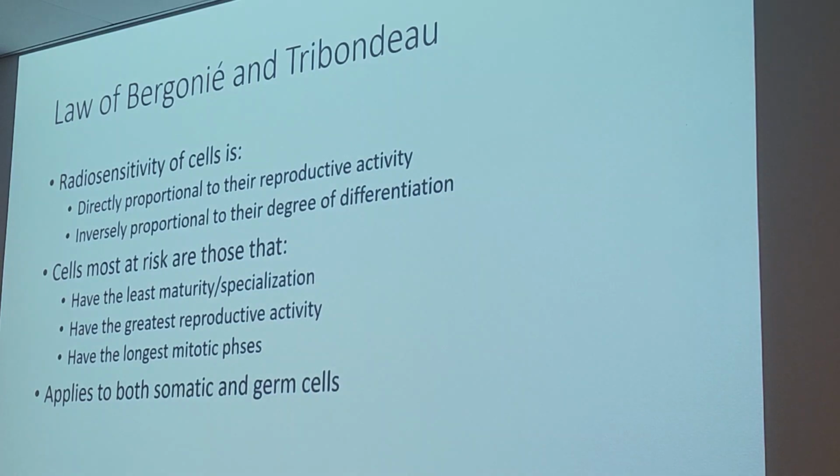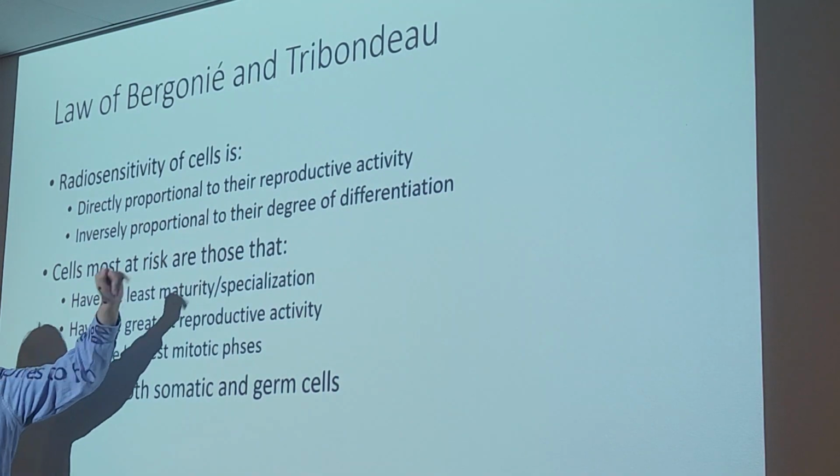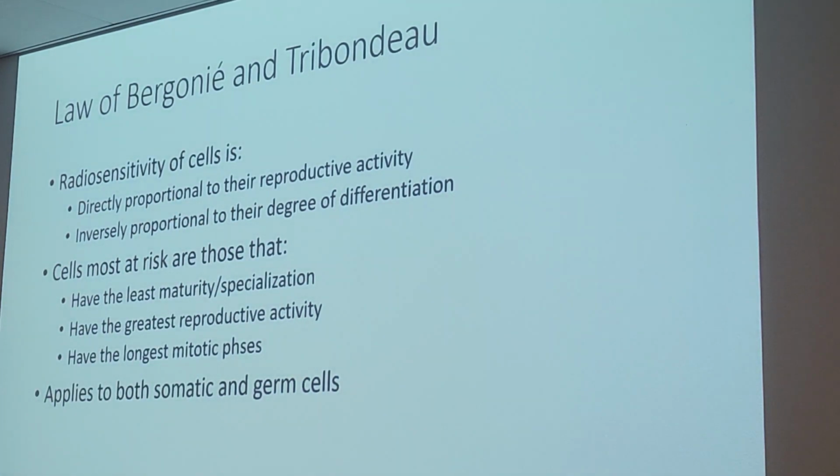Can you repeat that? The more it divides, the more sensitive it is to radiation. And the less mature, the less it has differentiated, the more it is affected by radiation. So talking about differentiation, its job: if it's at the beginning, it has not chosen a job yet, it is more affected by radiation. The first part is about division: divides fast, affected by radiation. Doesn't have a job, affected by radiation.